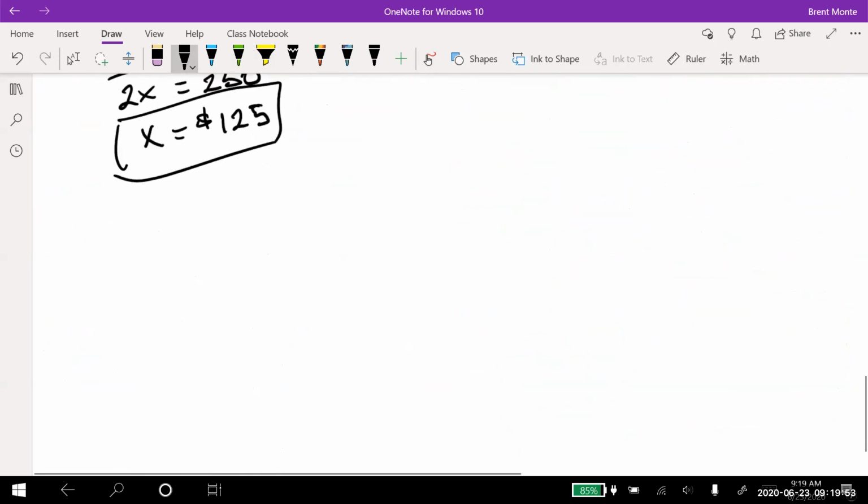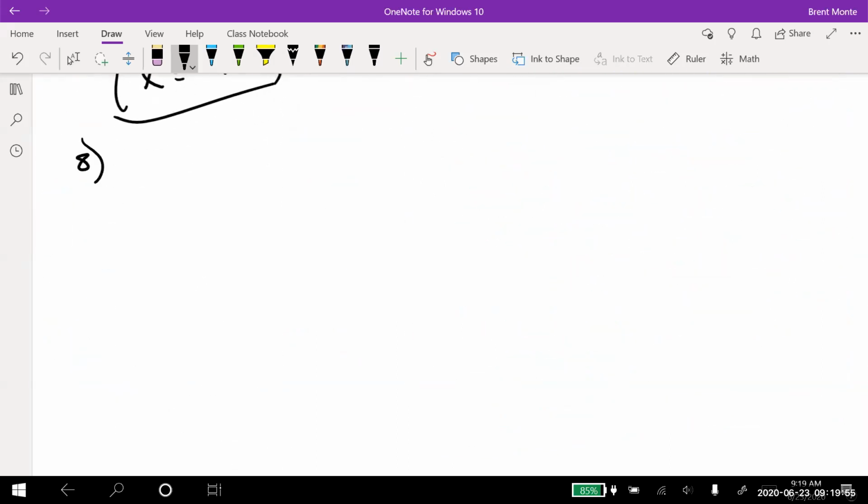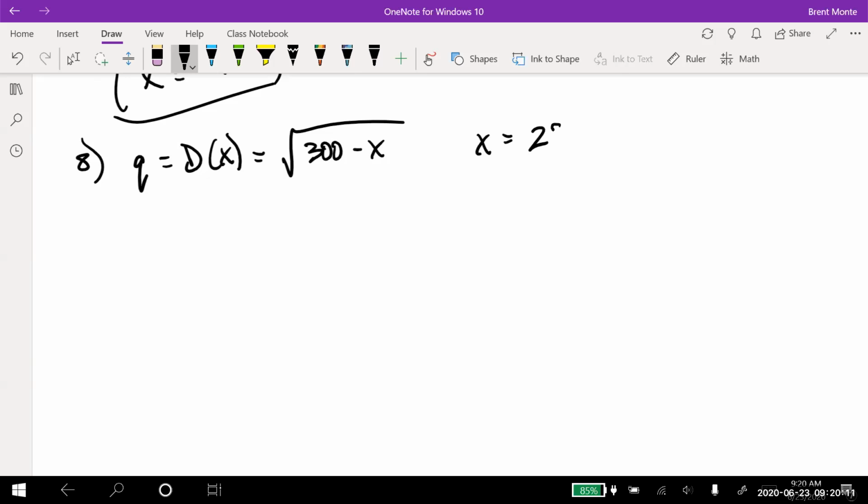It's problem 8 in the book. Q, which is the demand, is the square root of 300 minus x. And this time they give us an x equals $250 that we're going to check for the demand. All right, so again, A, find elasticity. Same question as before, just a different demand function.